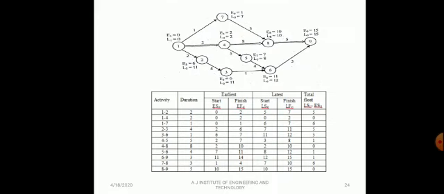Now the latest start time will start from this 15. First, the 8 to 9 activity: 15, 15, float 0, start time 10 and 0. Next 7 to 8: 15 minus 5, therefore latest start time is 7.